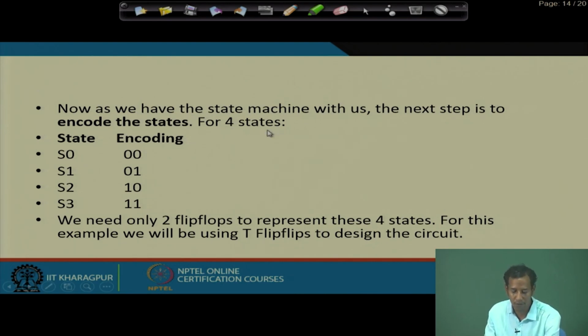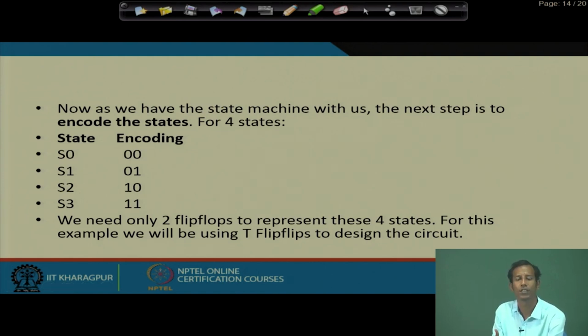Now, what we have to do is encode these 4 states: S0 to 00, S1 to 01, S2 to 10 and S3 to 11. As we have 4 states, we need 2 flip flops. Using 2 flip flops we can easily build the corresponding circuit.